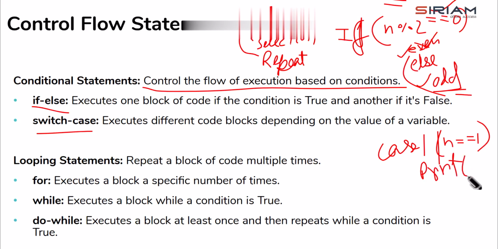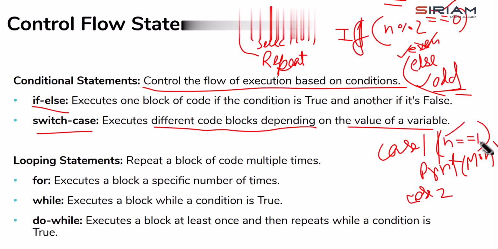If this one is false, if n is not equal to 1, then you have to continue to the next one. So we continue to the next case. Here again, case 2 will be written, where n is equal to 2, then Tuesday, and so on. So that kind of selection depends upon the value of the variable. Whatever the value of n is, depending upon that value, the different cases have different statements to be printed, and that is called a switch case.